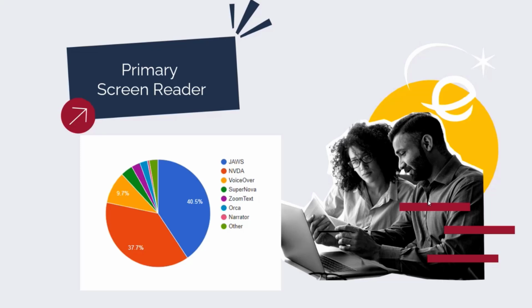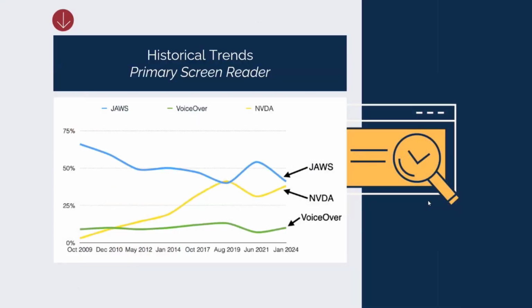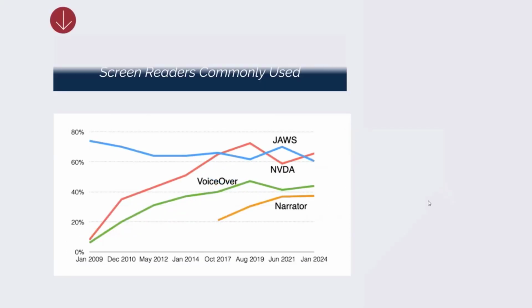So we often think about screen readers as having 3 major competitors. When we consider the historical trends for the primary screen reader used, it's very clear that NVDA is eating up the market share. JAWS is decreasing from almost a high of 75%, and NVDA started almost at 0% in 2009 and is now all the way up at like 45% in January 2024. And JAWS and NVDA are almost at parity now in terms of market share.